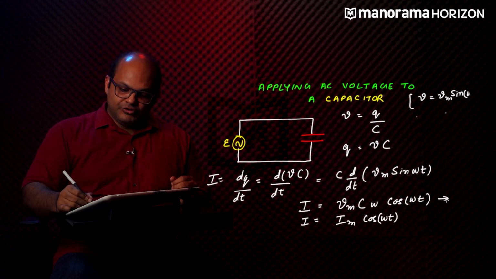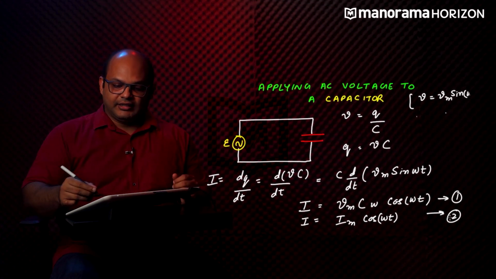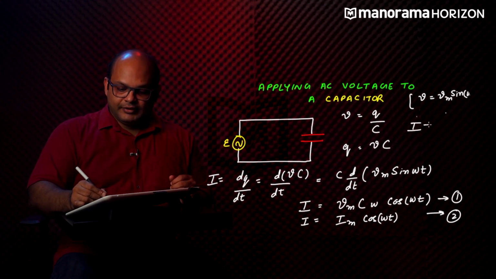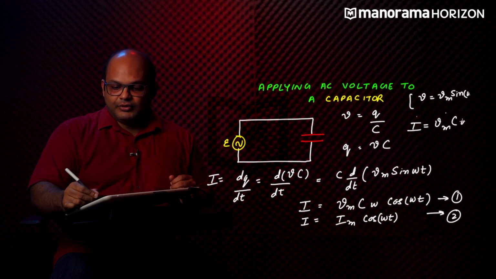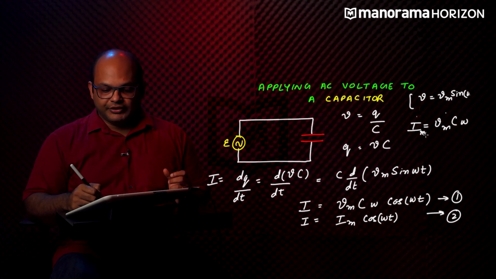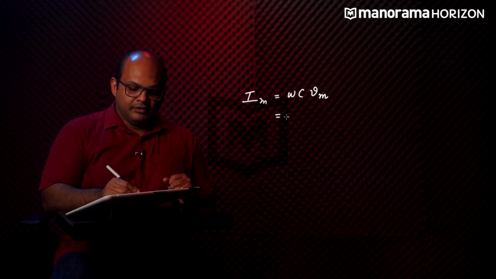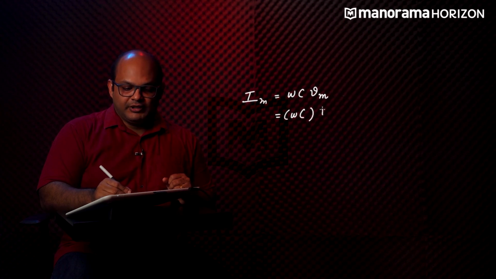If we compare these two equations, we see that we can write the current as I is equal to Vm times C times omega. This is the peak value of current reached by this circuit. So we can write Im in terms of the peak voltage as omega C times Vm. Can we rewrite this equation to be more informative to us? I can write this as omega C multiplied by Vm.